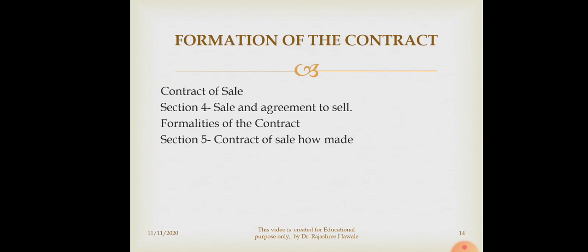Now we'll talk about the formation of the contract. This contract is nothing but a contract of sale. So here we need to understand the formation of a contract. In section 4, sale and agreement to sale, formalities of the contract. Section 5 talks about the contract of sale and how it is made. Earlier, in the previous lecture or previous slides, we have seen these essentials of a contract. We have also seen contract of sale and agreement to sale.